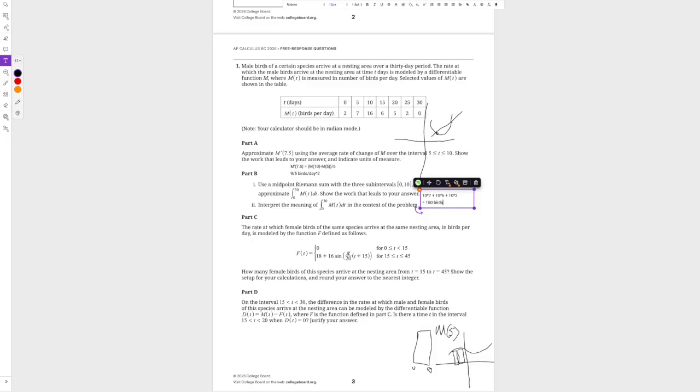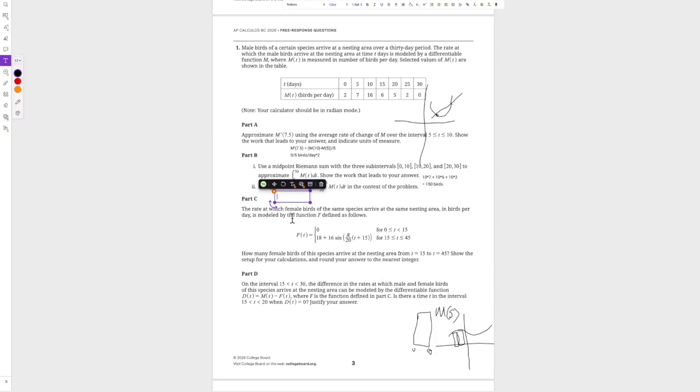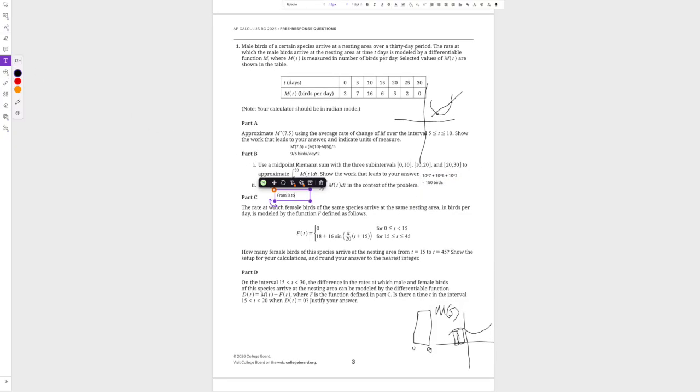And this actually ties into part B II. Interpret the meaning of this integral. Well, in the context of the problem, this means that approximately 150 birds arrived at the nesting area over the period of 0 to 30 days. So from 0 to 30 days, approximately 150 male birds arrived at the nesting area.